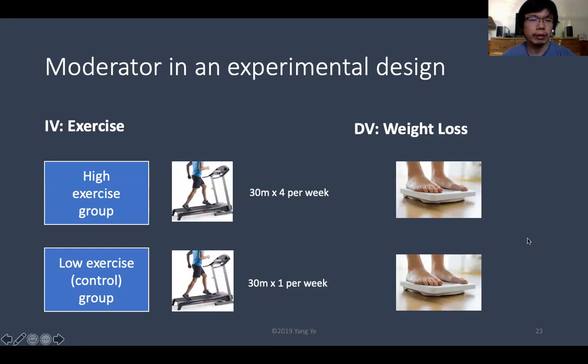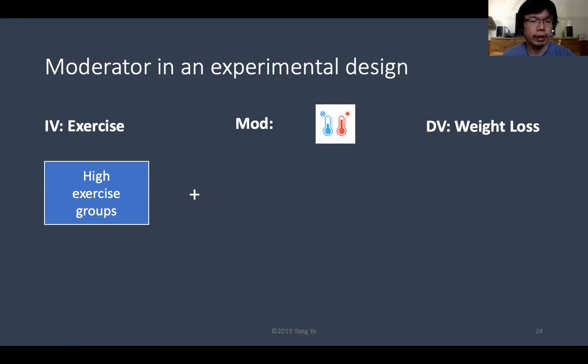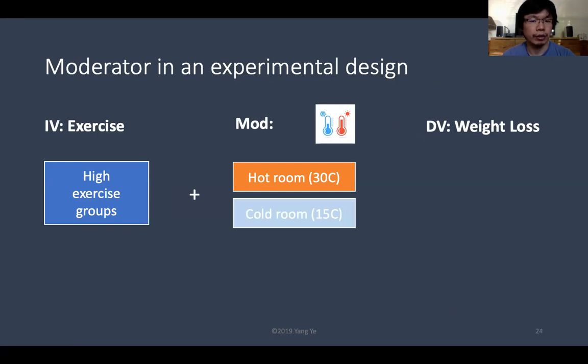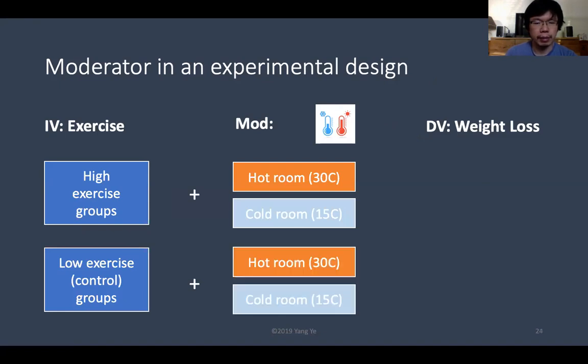But if we want to include another variable, another moderating variable, that is the temperature of the room. So what we would do is that we have the high exercise group, but we further randomly assign participants in that group into one of two subgroups. Within that high exercise group, there are people doing the high exercise in the hot room versus the cold room. In the low exercise group, there are people doing it in the hot room and the cold room.